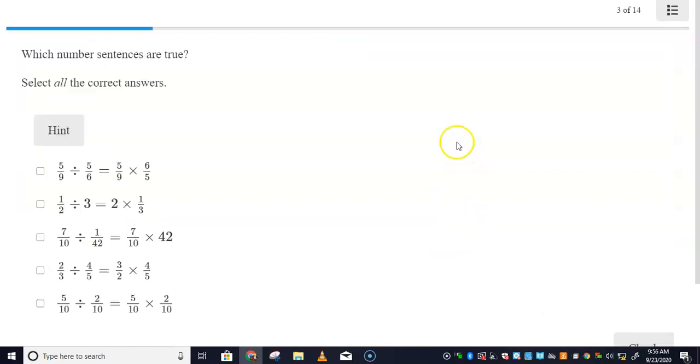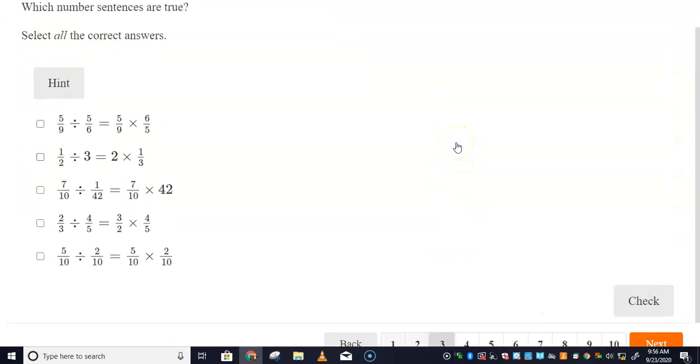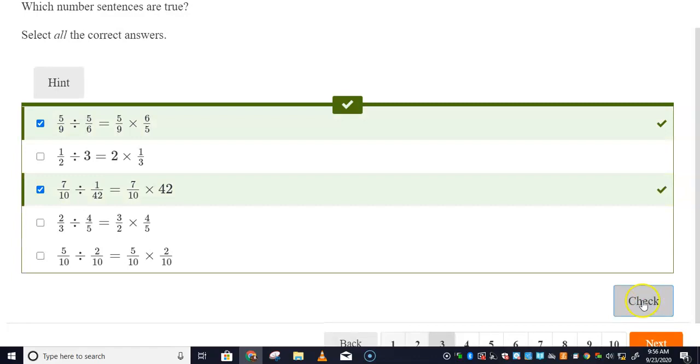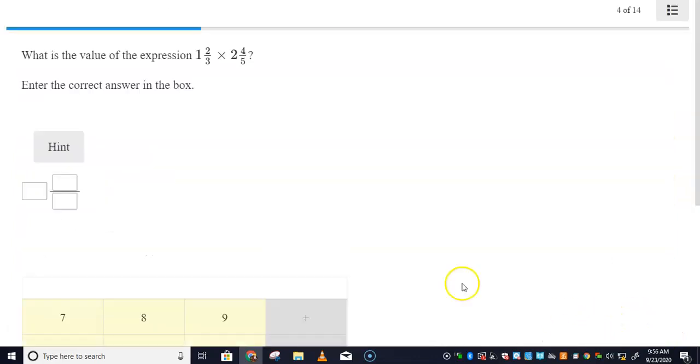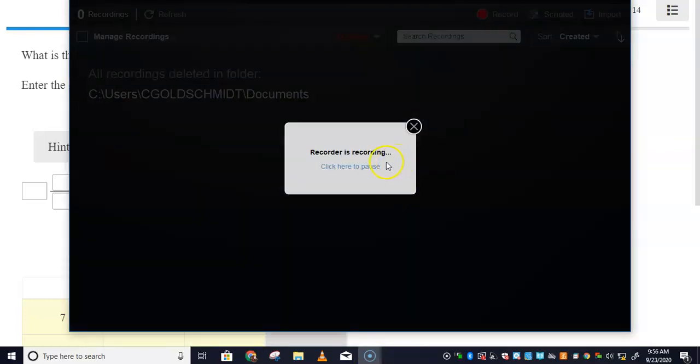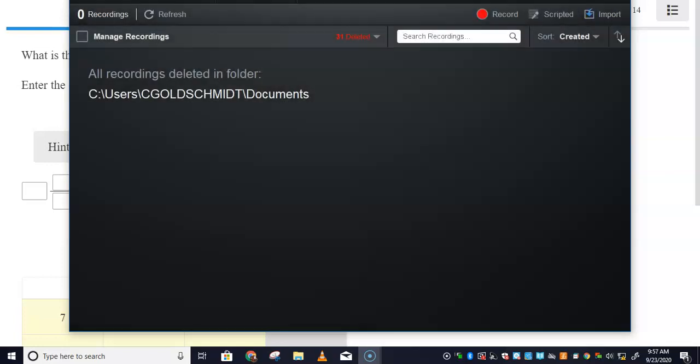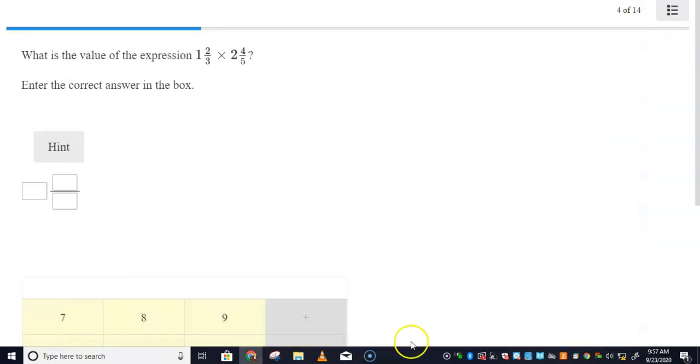Okay, number 3. Which number sentences are true? Select all that apply. So we got this guy, and we have this one right here. Be careful because it could be in a different order than mine. Okay, we need to get out some work paper, so make sure you're doing that for this one.